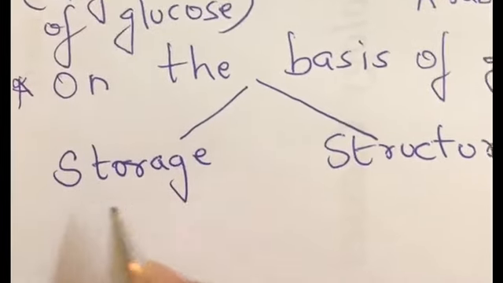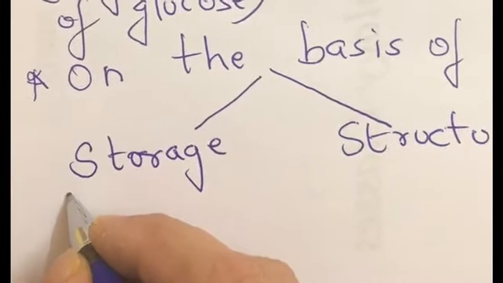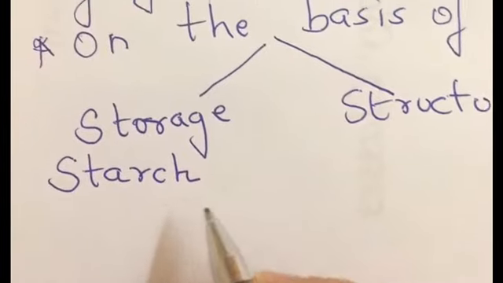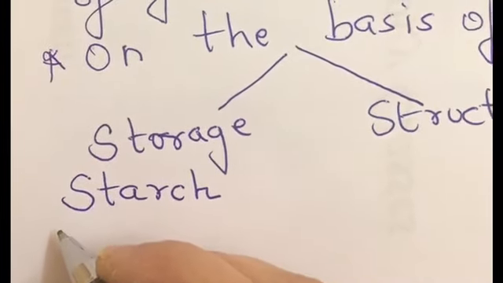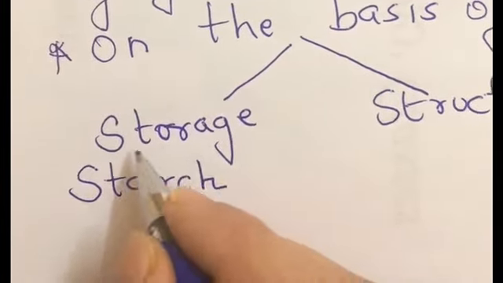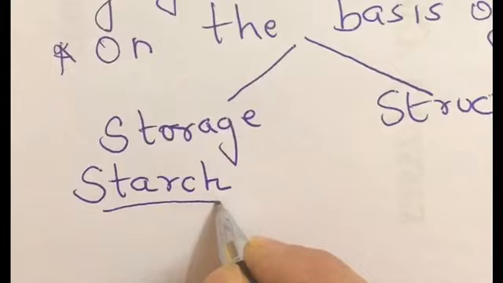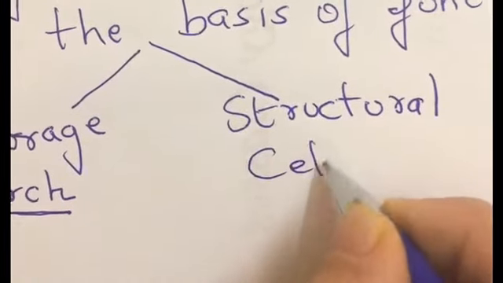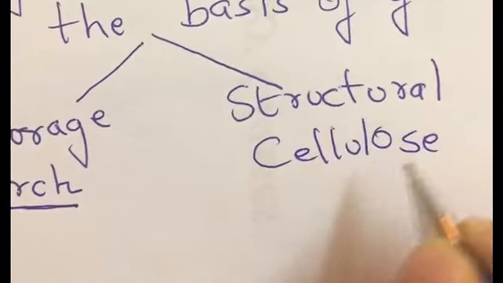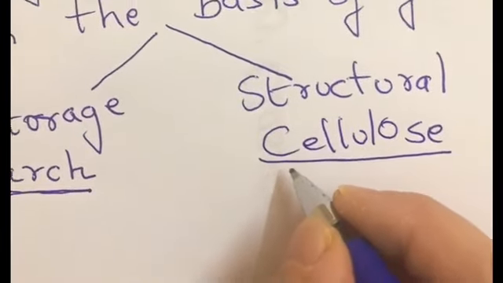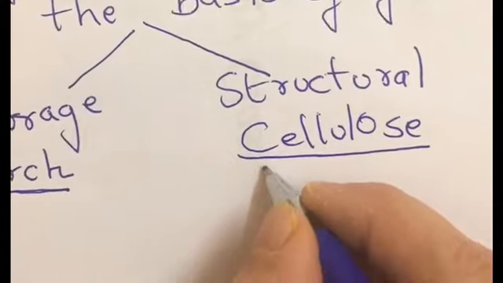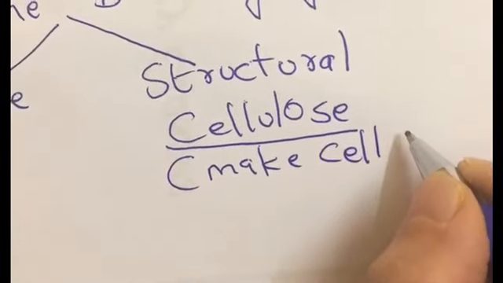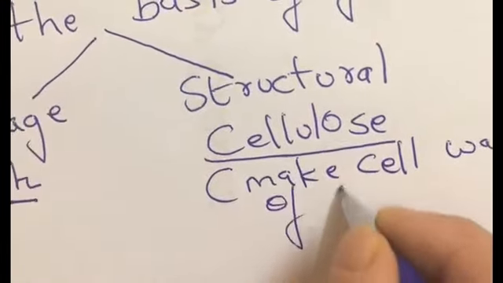Okay. So when we are talking about storage, suppose we take the example of starch. Here in this storage polysaccharide, starch acts as the storage carbohydrate, while in structural, if we take the example of cellulose, as we know cellulose helps make the cell wall of the plants. Therefore we say it is the structural unit, it makes the cell wall of the plants.